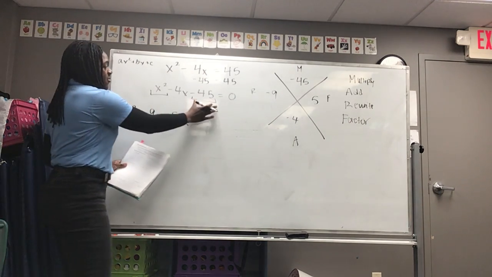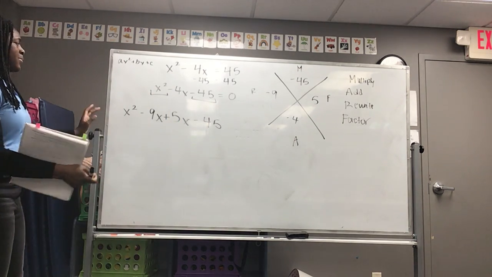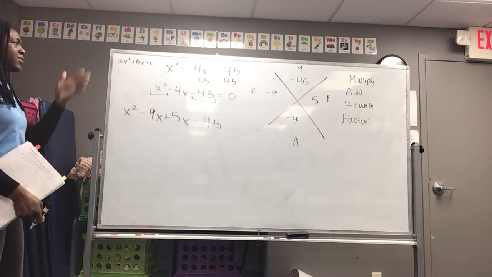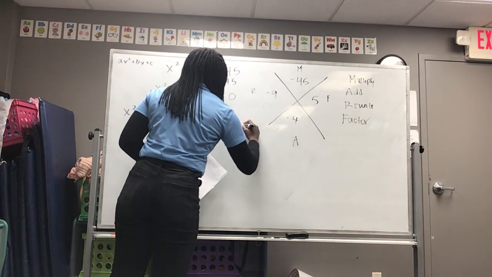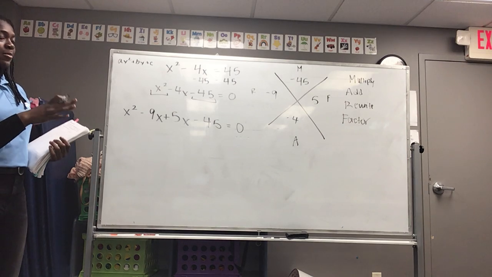So, and then C, we're also going to leave the same. So it's almost the same exact equation, except instead of B, we replaced it with those two numbers we found that multiplied to negative 45 and added to negative 4. And then again, that equals 0.